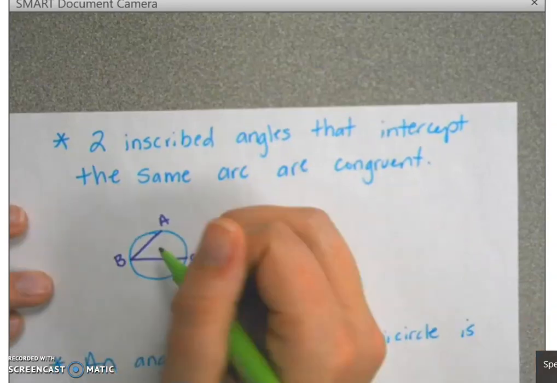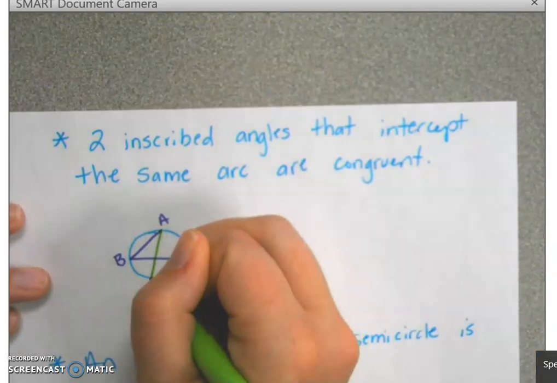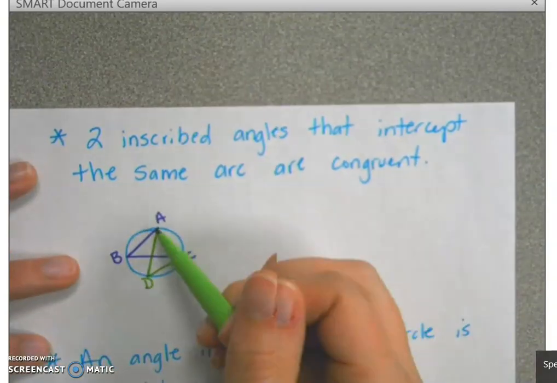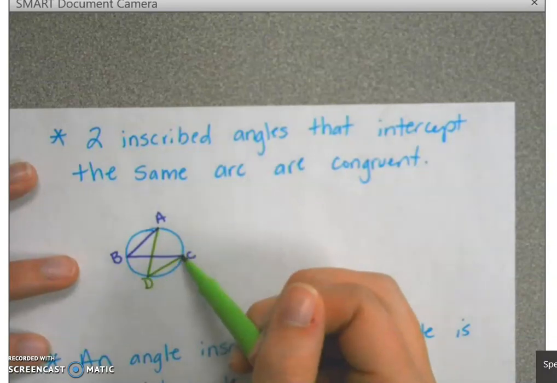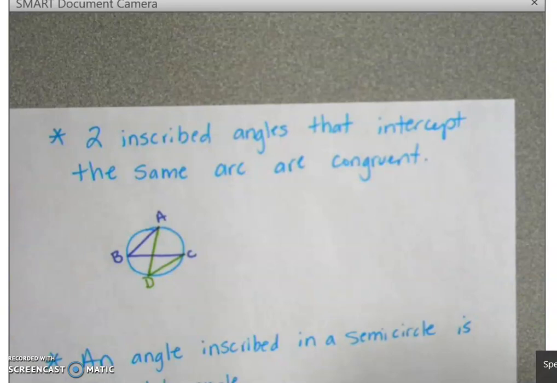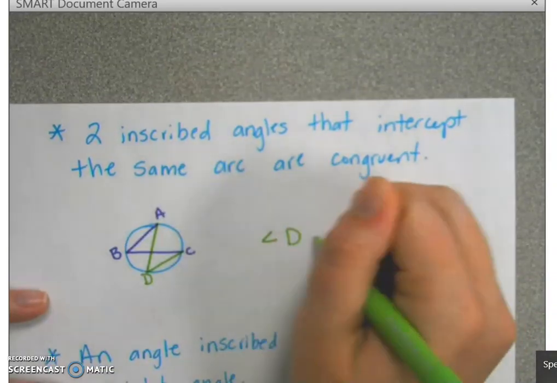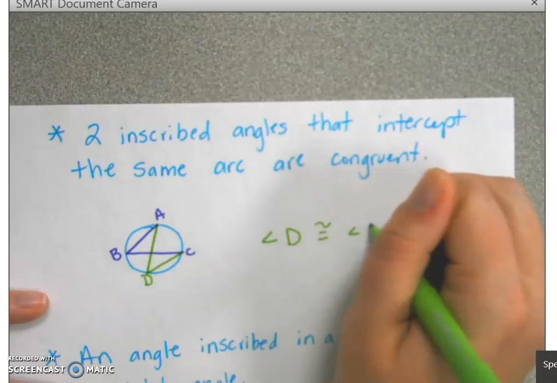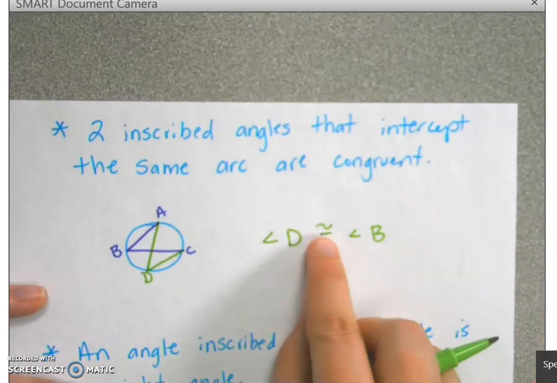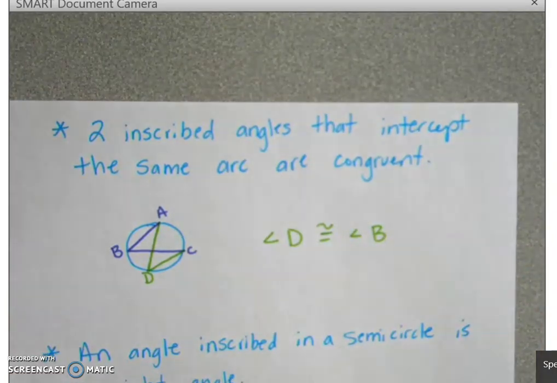So let's make another angle, and we'll call it ADC, because I already used B. Notice angle ADC also has arc AC. So if you have two inscribed angles, and they have the exact same arc, that means angle D is congruent to angle B. This is the symbol for congruent, in case you forgot. It's an equal sign with a squiggle on top. It means they are exactly the same.